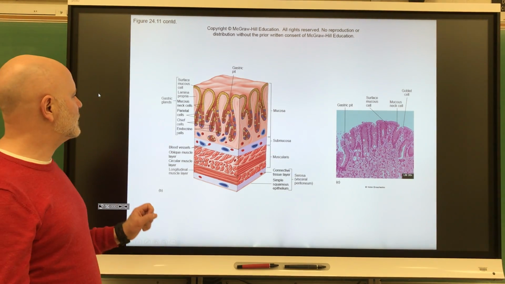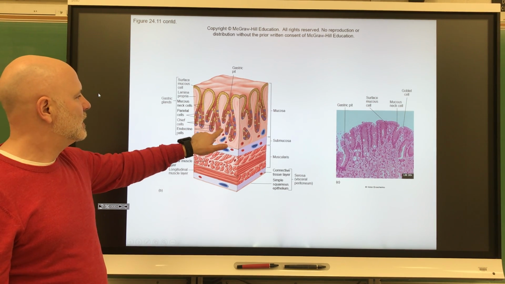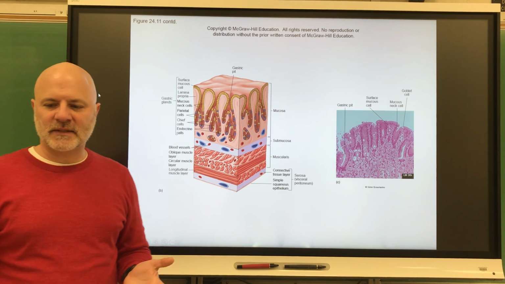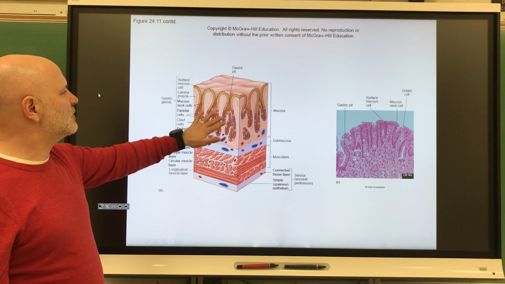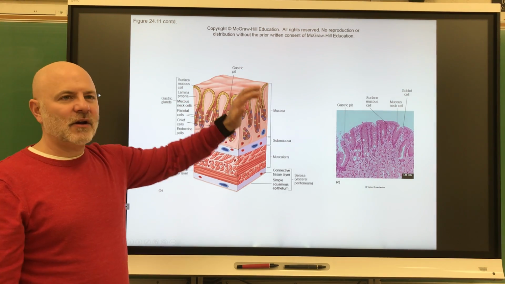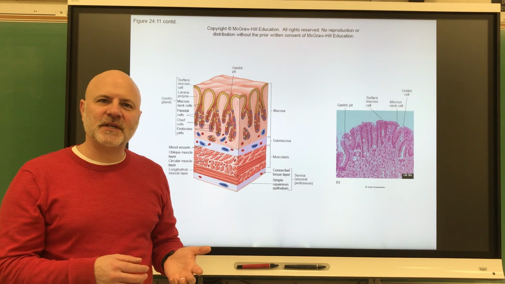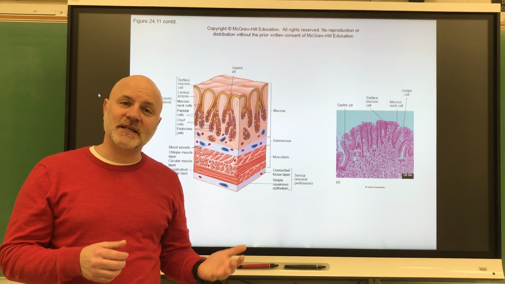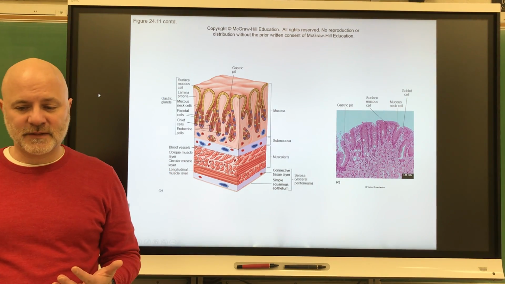Next are chief cells. So if we look at this picture, these reddish cells there are the chief cells. These are going to secrete digestive enzymes, particularly pepsinogen. Now, pepsinogen gets released into our stomach, and it interacts with the hydrochloric acid to become pepsin. And pepsin is an enzyme that breaks down proteins. So that's what it does.